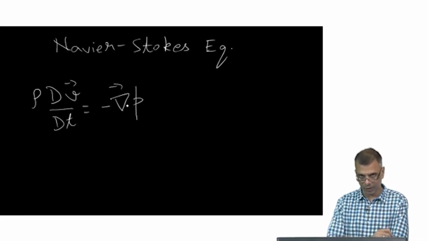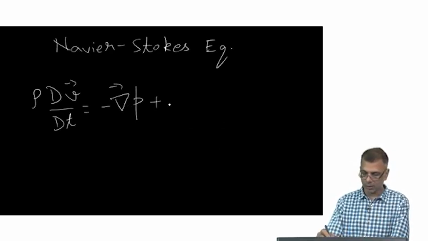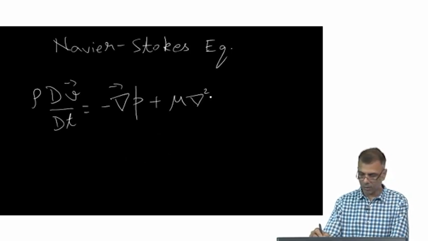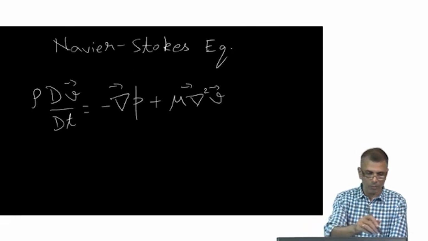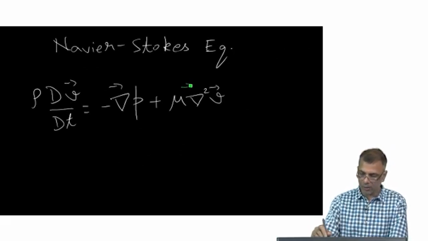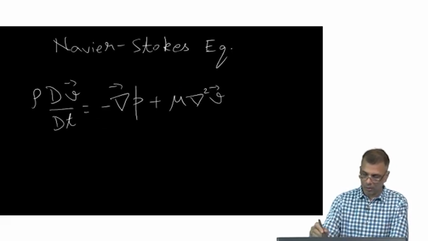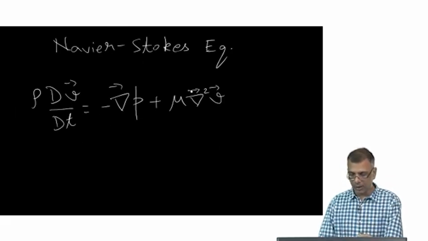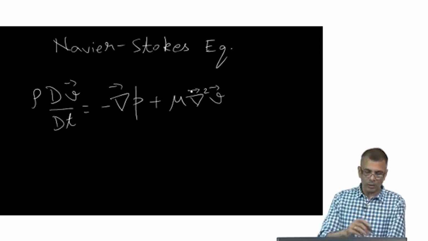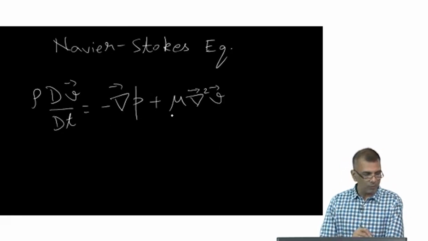is equal to, and the forces are minus the gradient of pressure, right, plus mu times this, which is a vector Laplacian. I beg your pardon, I didn't write this very well, sorry. Yeah, this is a vector Laplacian. Now, the mu is the coefficient of dynamic viscosity.